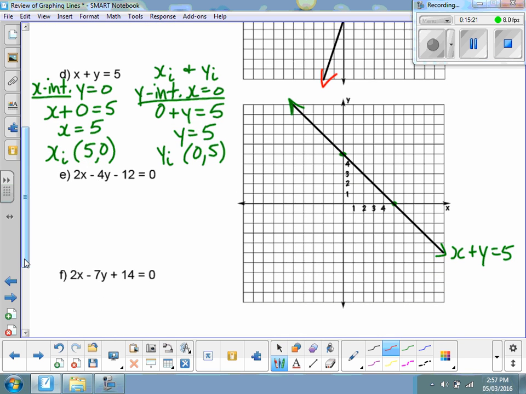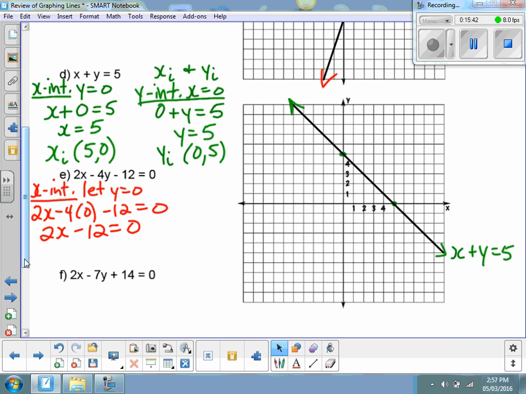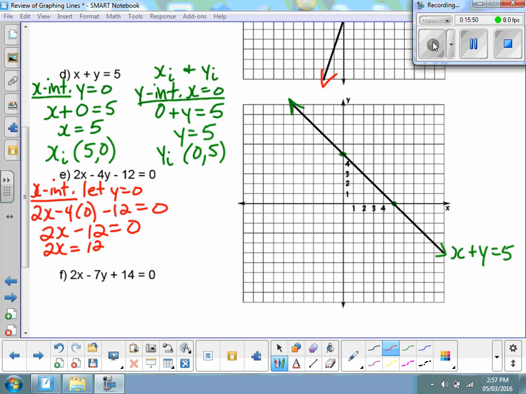And then in E, x-intercept, let y equals 0. So it's going to be 2x minus 4 times 0 minus 12 equals 0. 2x minus 12 equals 0. And then we want to solve that for x. So 2x equals 12. We'll divide both sides by 2. So we end up with x equals 6. So that means our x-intercept is going to be the point 6, 0.